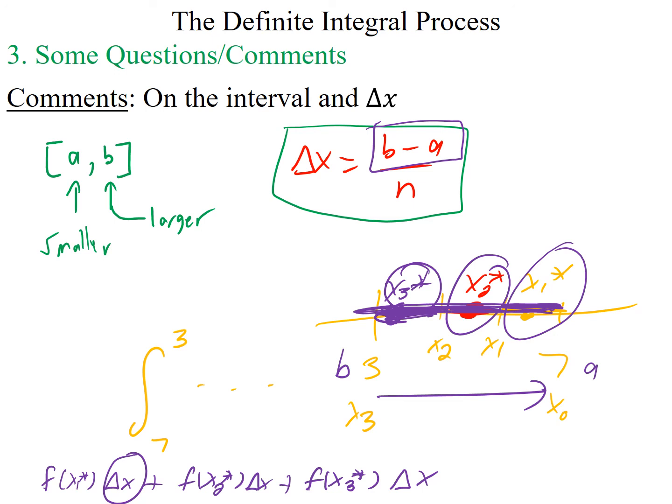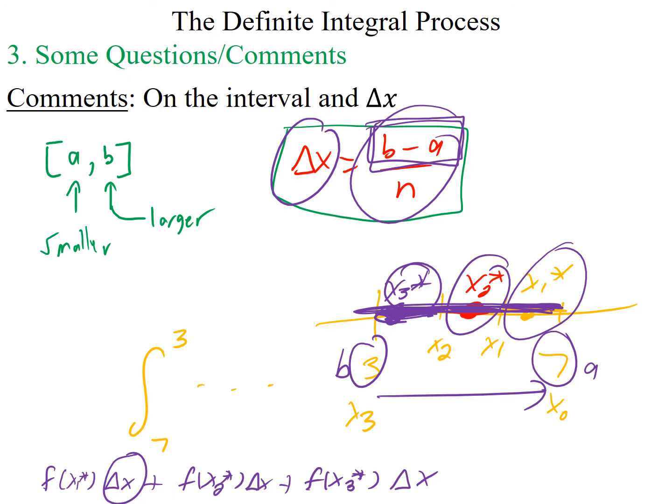Then b minus a is going to be negative. If you do the smaller one minus the bigger one, you get a negative. So delta x won't be positive anymore. So that's the only real difference that happens if you do the integral the other way around. You're supposed to be multiplying by the length, but that's not what you're going to be doing.